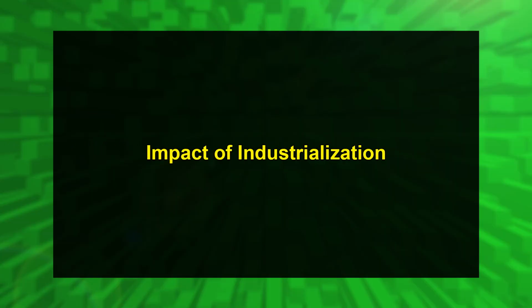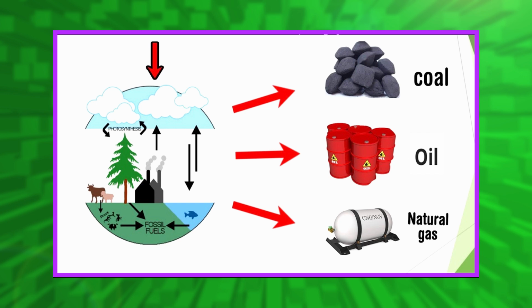Dear students, let's talk about impact of industrialization. After agricultural practices, the subsequent significant shift in human society was the Industrial Revolution, originating in England. This era marked the discovery of methods to harness chemical energy stored in fossil fuels such as coal, later extending to oil and natural gas.